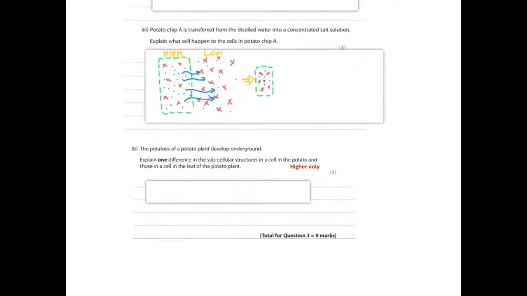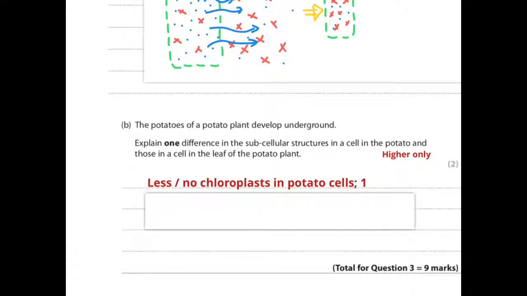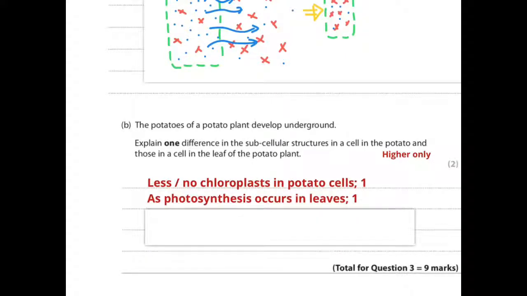Right. Potatoes of a potato plant develop underground. Explain one difference in the subcellular structures, that means the parts of the cell, in a cell in the potato and those in a cell in a leaf of a potato plant. So this is quite an obvious one. If you're underground, you're not going to receive sunlight, and a leaf receives sunlight and uses that sunlight for photosynthesis. And to do that, leaves have chlorophyll or chloroplasts in abundance. But underground, you wouldn't need to invest energy in making it because no sunlight gets there. So less or no chloroplasts in the potato cells. Or you could say more in the leaf, as photosynthesis occurs in leaves or doesn't occur underground.